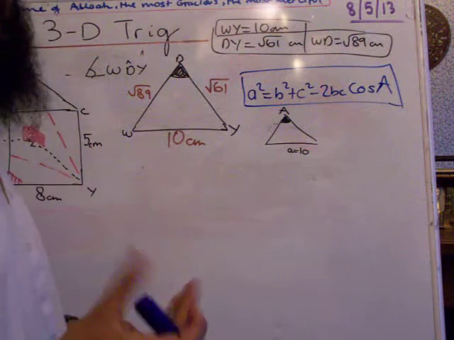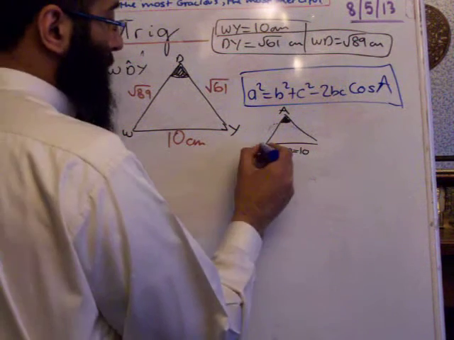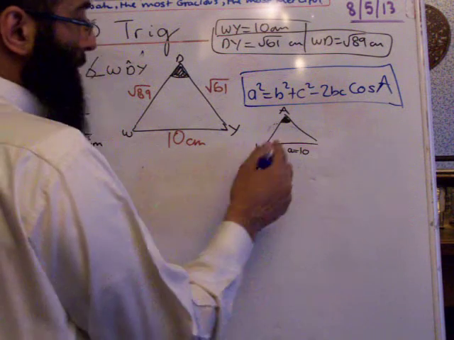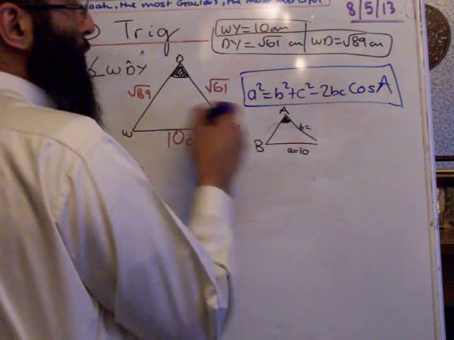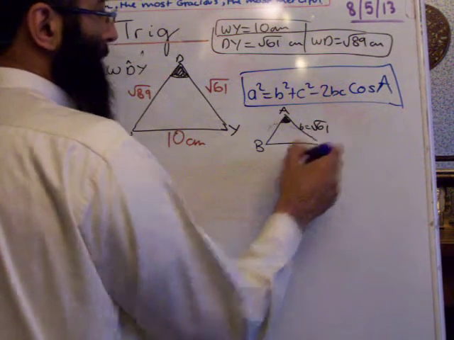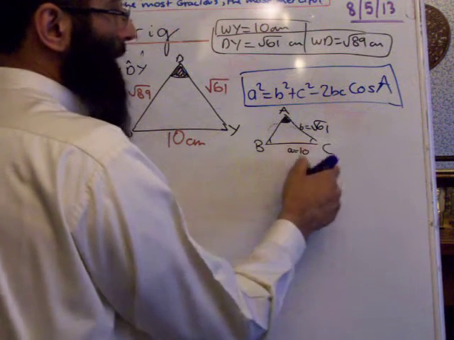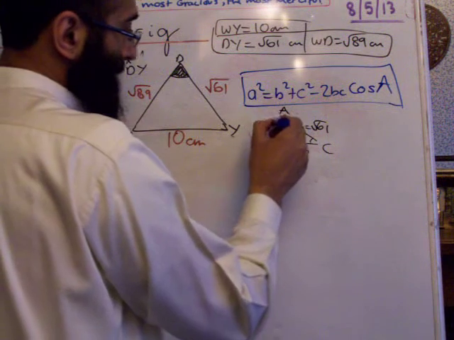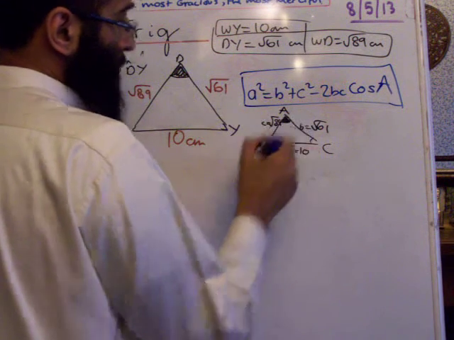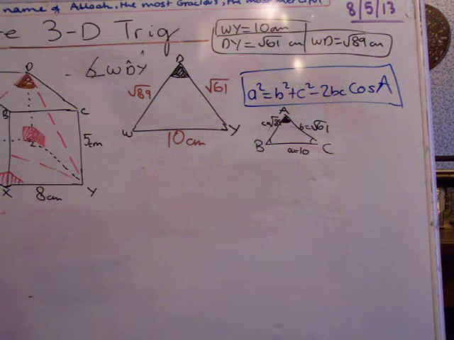Now, B and C, it doesn't matter which one you call B and which one you call C. So I'm going to call W, B, which makes this side little b, which is equal to root 61. I'm going to call the remaining side C, which gives us a little c over here. The little c is root 89.